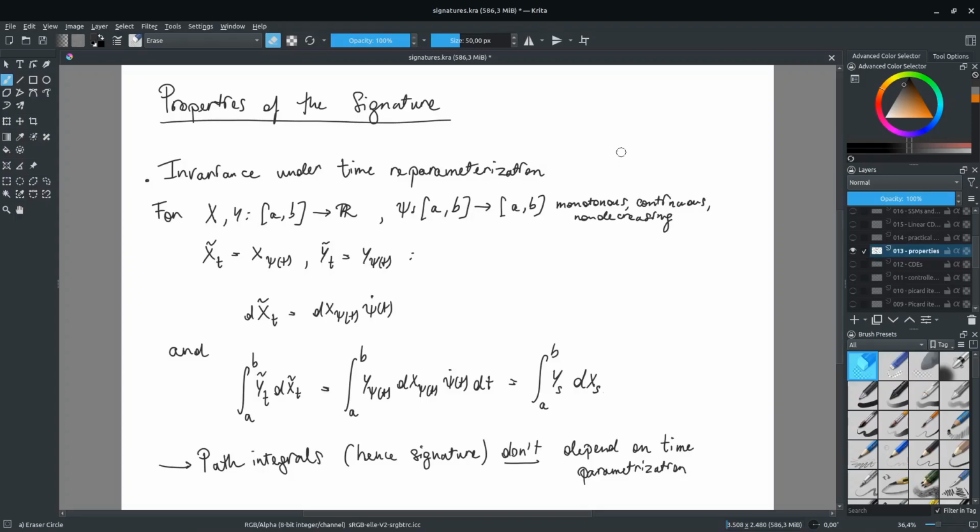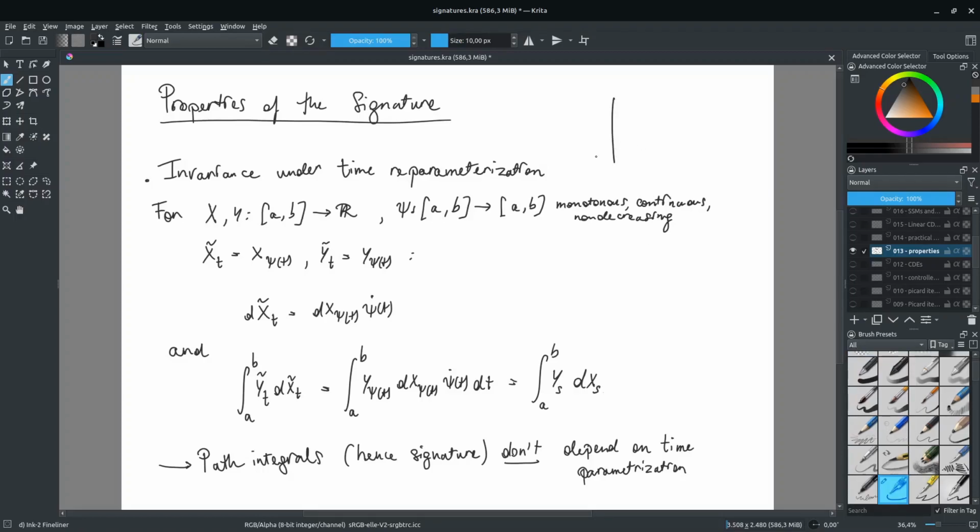So maybe this is the standard time, and maybe psi looks like this. So this is a time rescaling, which means that the path is going to be the same points, but maybe not at the same time. So let's say I have my time reparametrized paths, x tilde and y tilde.